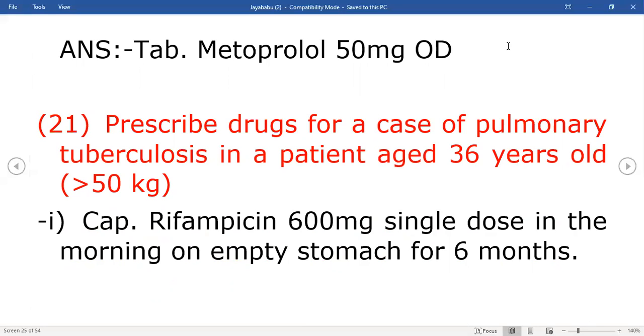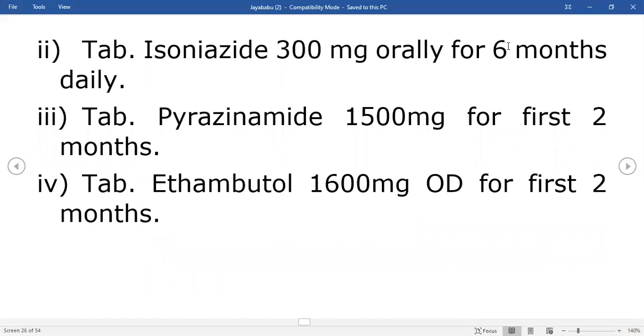So capsule Rifampicin 600 mg single dose in the morning on empty stomach for 6 months. Initially the patient should be kept on Rifampicin 600 mg on empty stomach, single dose for 6 months, and then tablet isoniazid 300 mg orally for 6 months daily, tablet pyrazinamide 1500 mg for first 2 months, and then tablet ethambutol 1600 mg OD for first 2 months.